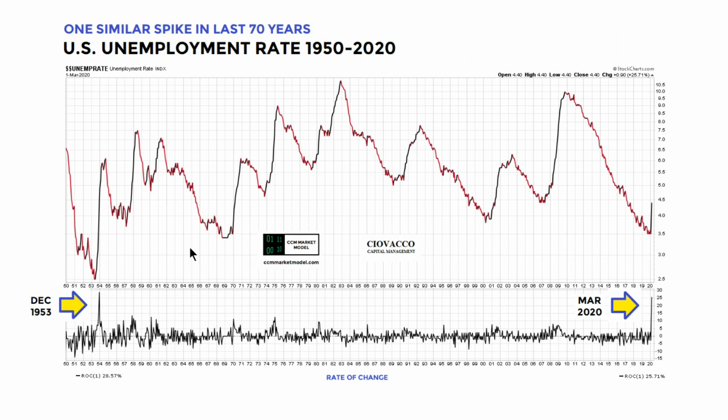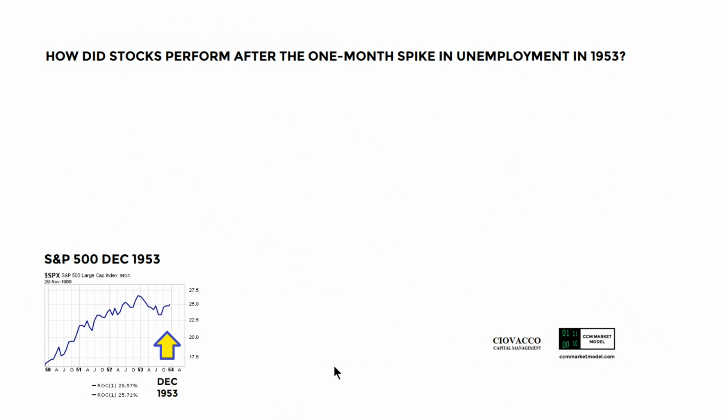Now we're looking at the same chart of the U.S. unemployment rate, but we're spanning the last 70 years. You can see with the rate of change, this is incredibly rare. We had a very, very similar spike with a similar magnitude back in the month of December 1953. The rate of change in the present day was roughly 26%. Roughly 29% in 1953. Since this is a very rare and similar look to this period here, it might be helpful to ask and answer.